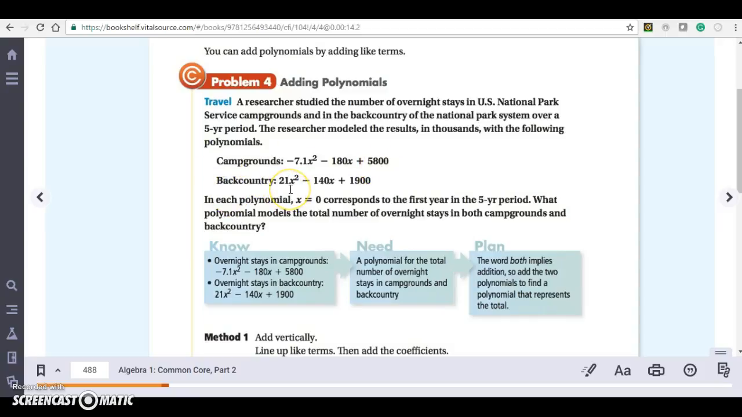Backcountry, 21x squared minus 140x plus 1900. On each polynomial, x equals 0 corresponds to the first year of the 5-year period. What polynomial models the total number of overnight stays in both campgrounds and backcountry?